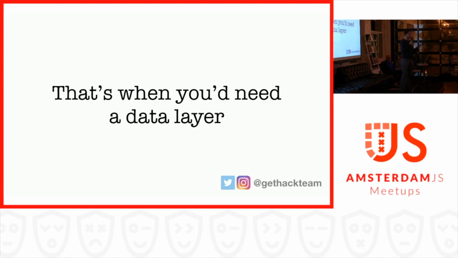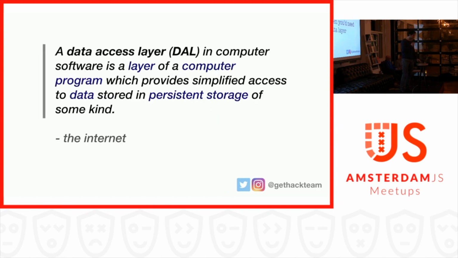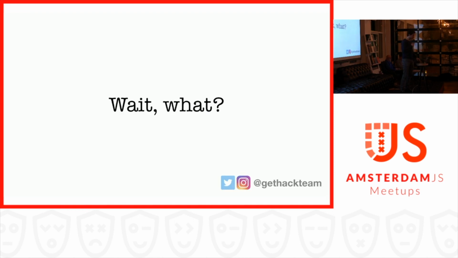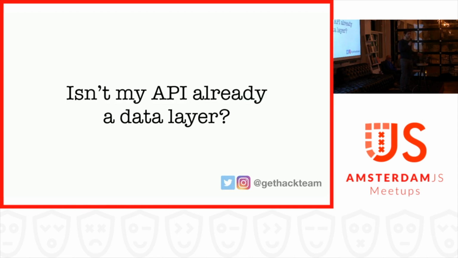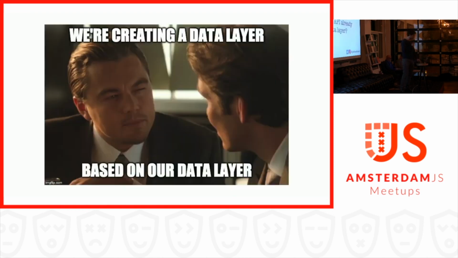you should have one point of entry for your application that's specifically tailored for your application. So you don't have to deal with stuff that shouldn't be in there, you don't need to deal with complexity that you wouldn't need. And when I was looking at the true definition of a data layer, and you can probably read it all, it's in computer science, it's a layer of a computer program to provide you simplified access to some sort of storage. And then you're probably thinking, is my API already a data layer? So yeah, probably your API is already a data layer.